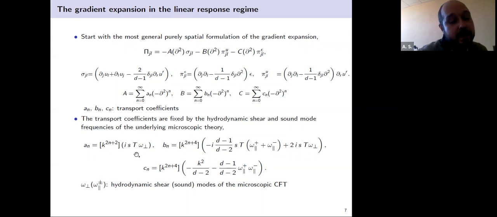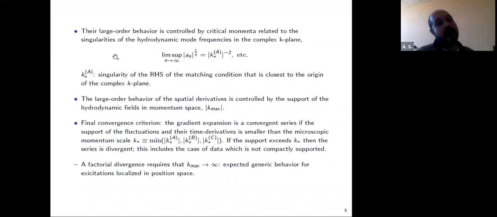But the question of what are the analyticity properties of hydrodynamic modes has been under intense scrutiny in the AdS/CFT context in recent years. And there is a wealth of evidence pointing to the fact that these hydrodynamic shear and sound mode frequencies in AdS/CFT are not entire functions of the spatial momentum, okay? And this is the evidence that we have at our disposal pertaining to this fact. You can also argue that this has to follow from relativistic causality. But the point is that these objects here, omega perp and omega parallel plus minus, have complex singularities in the complex momentum plane.